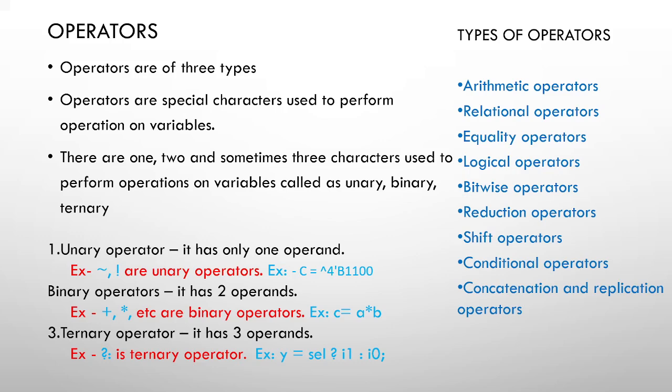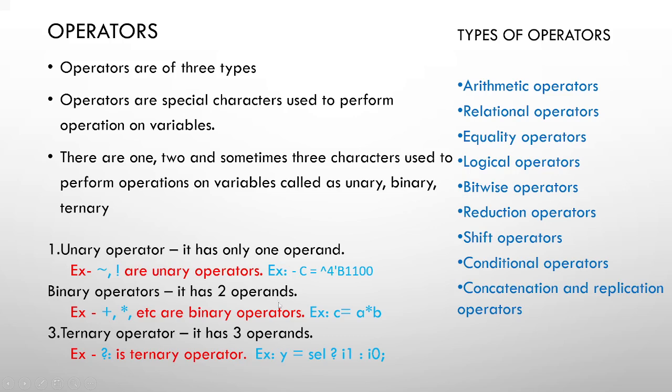In Verilog you have three types of operators: unary, binary, and ternary. This is based on the number of operands you are using. For example, C equal to XOR of 4'b1100. You are using only a single operator with a single operand, so this is a unary operator.